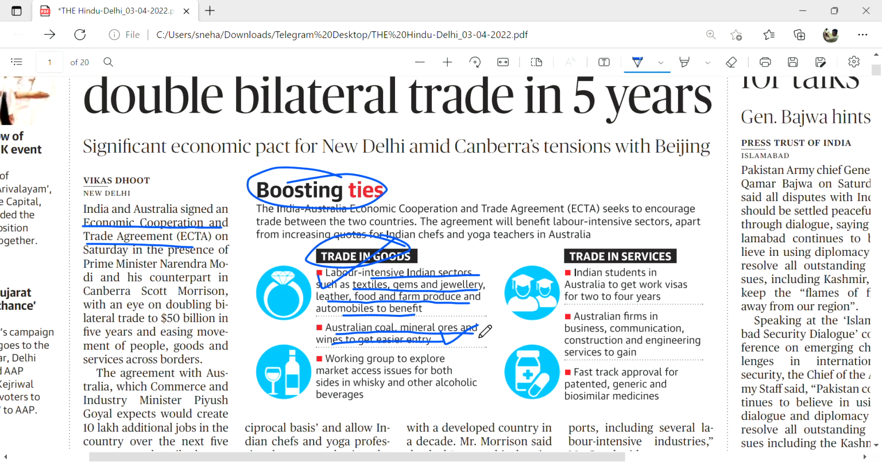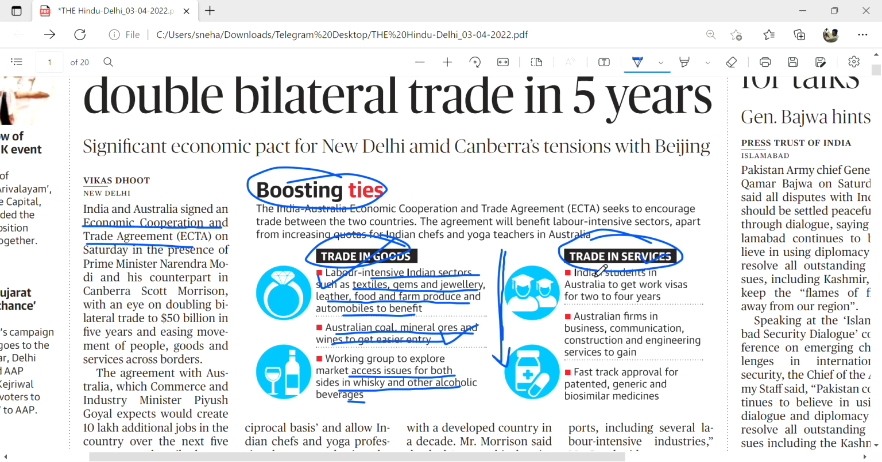Then there are working groups to explore market access issues for both sides in whiskey and other alcoholic beverages. These are the goods which have an impact on both countries, Australia as well as India. Then what is the trade in services? What services will you be providing and what will they be providing?